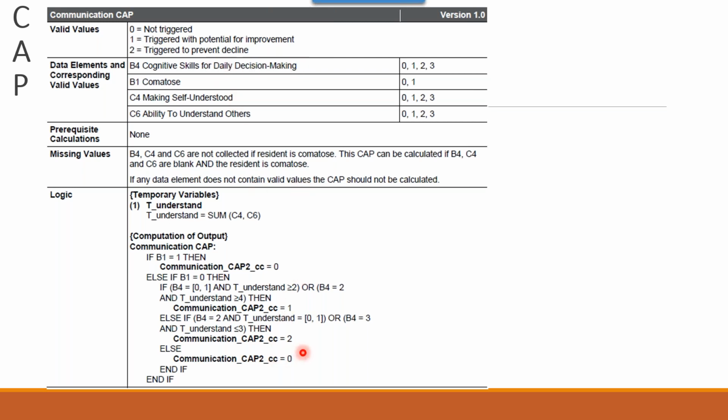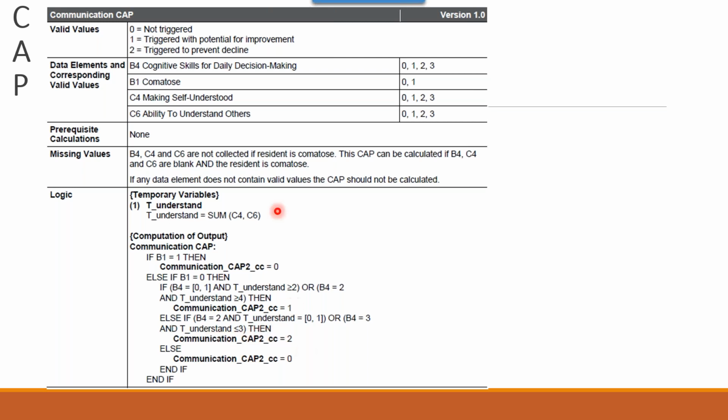The other situation is where we want to prevent decline. And again, you can see here if decision making is a 2, moderate, but your understanding is fairly good, that's 0, 1, or B4 is severe and understanding is not maxed out, it's a 3 or less, so it's not up to the 6 score.